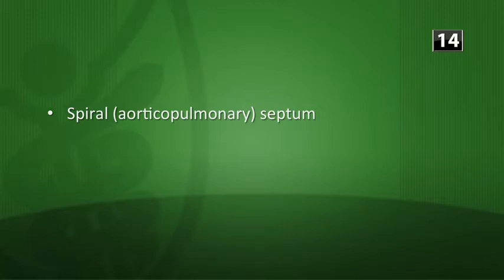Next, what structure divides the truncus arteriosus into the aortic and pulmonary trunks? And what's the cellular origin of this structure? So this is the spiral septum, or the aorticopulmonary septum. And again, this is a neural crest derivative.